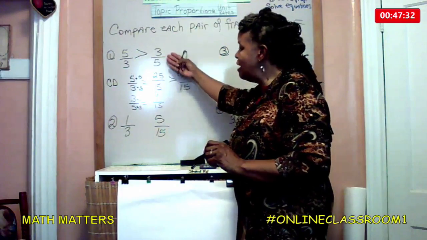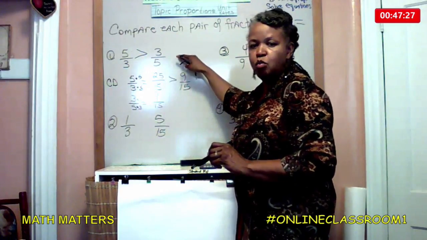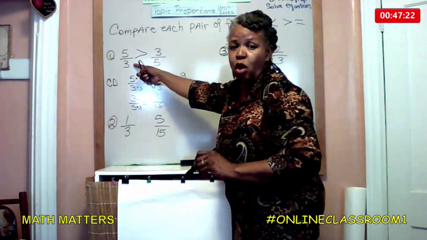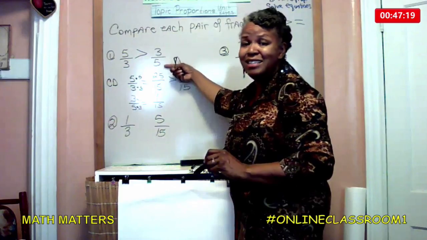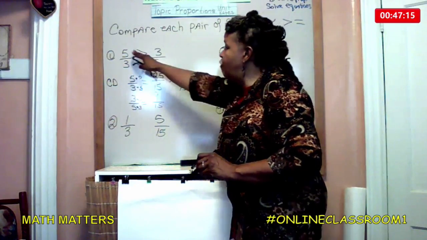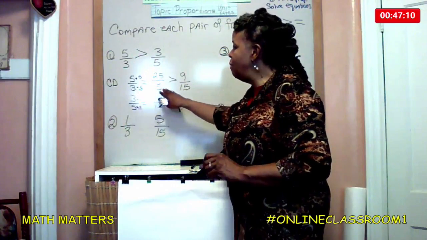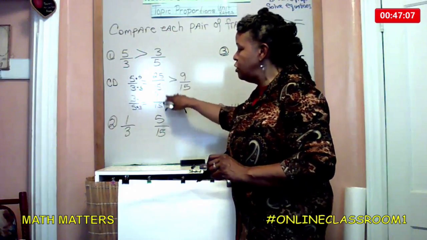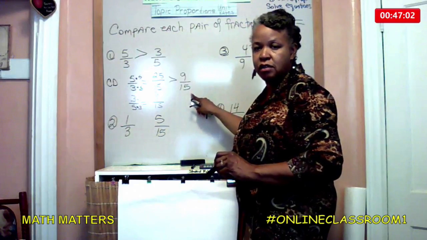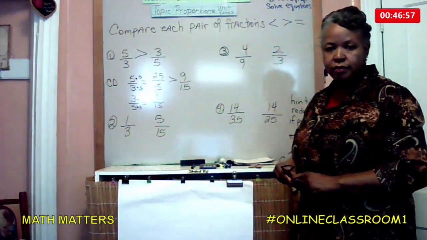All right, we're still looking at number 1. First, we looked at it and we determined 5/3 is more than 1, and 3/5 is less than 1. So that's obvious that 5/3 is larger than 3/5. Or we can get the same denominator and compare the numerators, and we know that 25 15ths is larger than 9 15ths. Okay? Two ways of working out number 1.